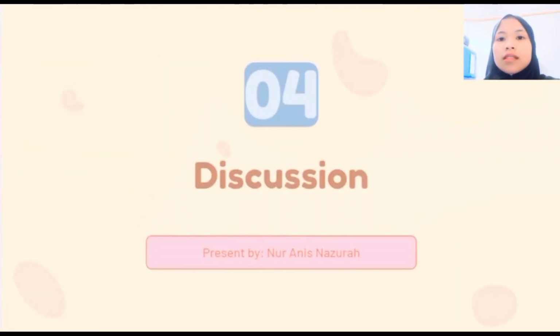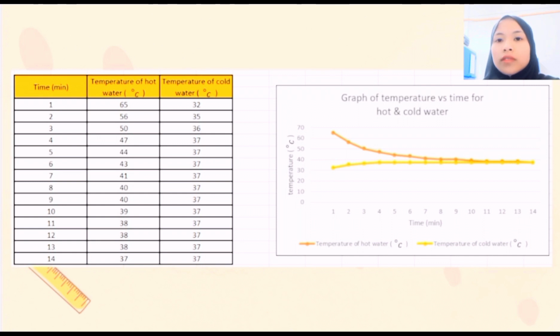My name is Nur Anis Nazura. I will present about the discussion of this experiment. This is our graph that has been plotted based on the data that we got.